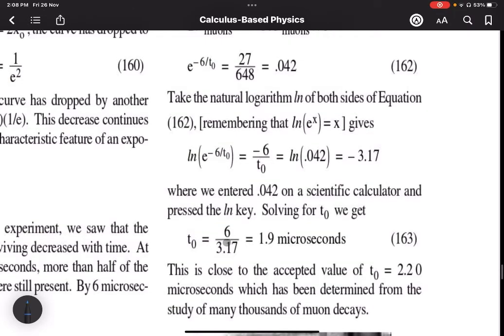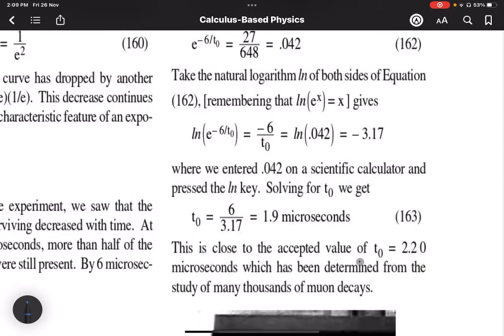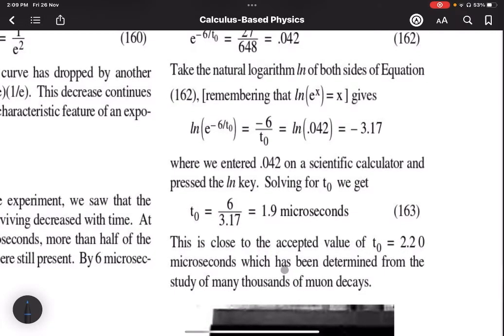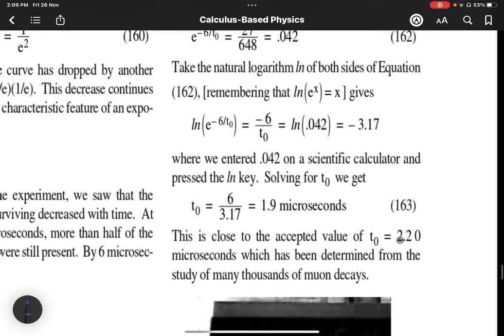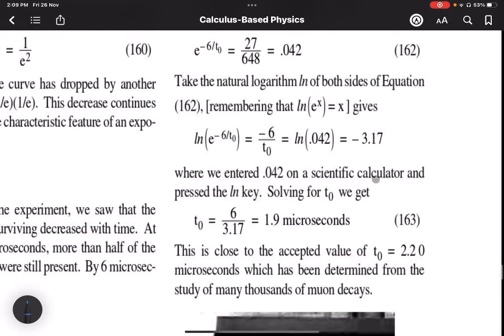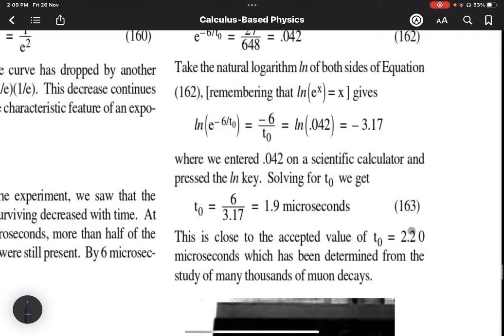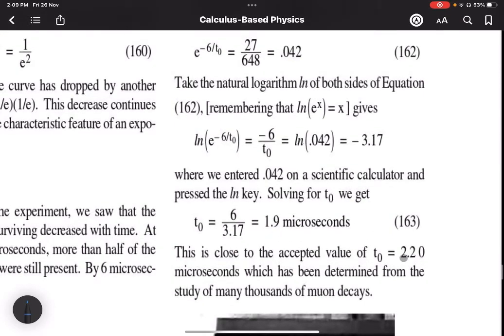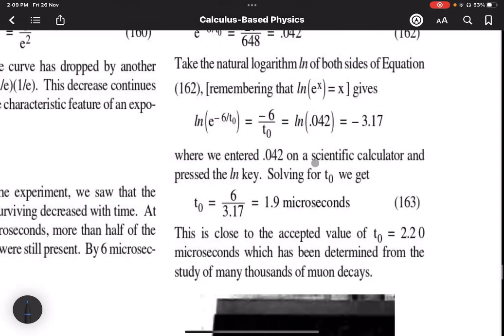And if we make this the divisor for the microseconds, then we will have 1.9 microseconds. So this is close to the accepted value of 2.2 microseconds, which has been determined from the study of many thousands of muon decays. So ito kasi yung standard lifetime ng mga muons bago sila mamatay or mag-decay, totally mag-decay. Ito yung tinatagal nila. So yung computation natin halos malapit na sa kanilang lifetime, using the exponential decay factor.